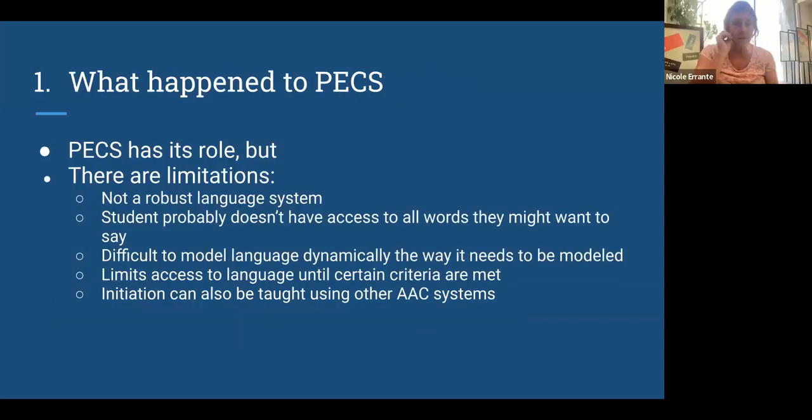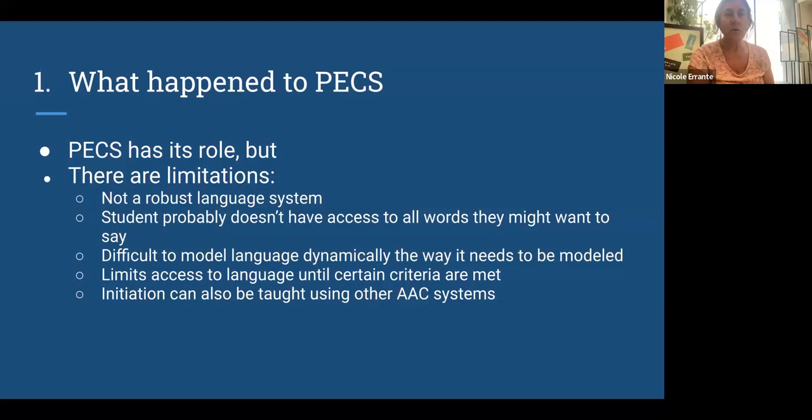Okay. This slide just says what happened to PECS. So, you know, PECS is still around. I'm from Delaware, where PECS is from. PECS is the Picture Exchange Communication System. Some of you guys probably have heard of it. Sometimes when people say PECS, they actually mean just the picture. But PECS, P-E-C-S, is a system of exchanging one picture to request something.